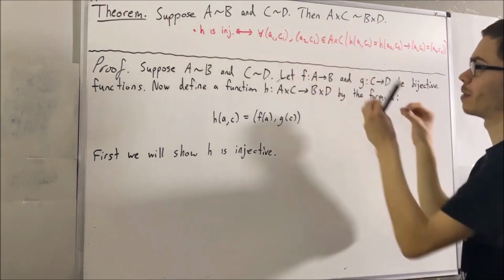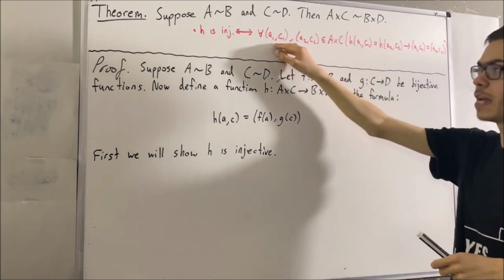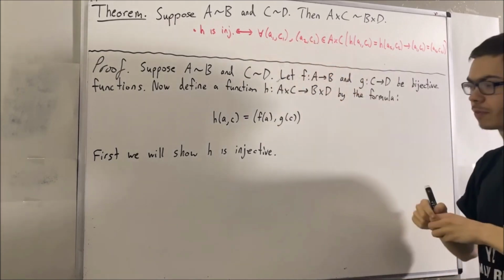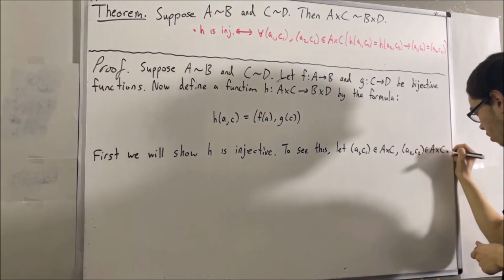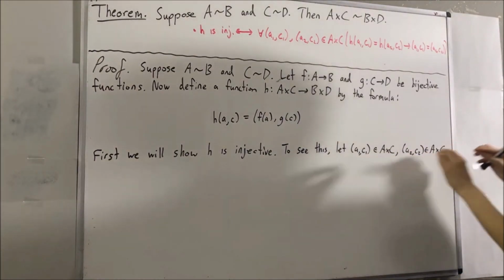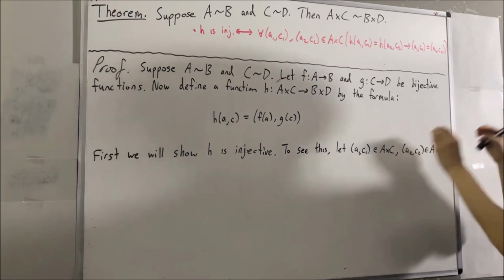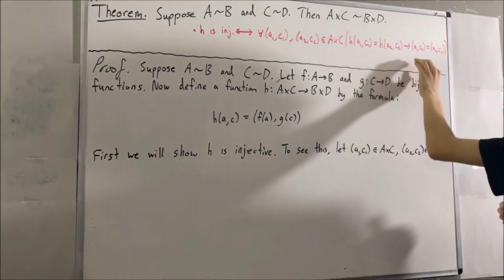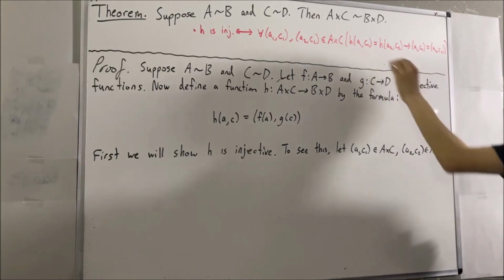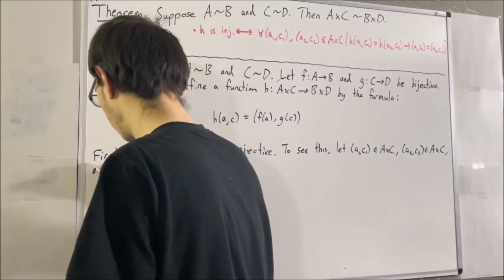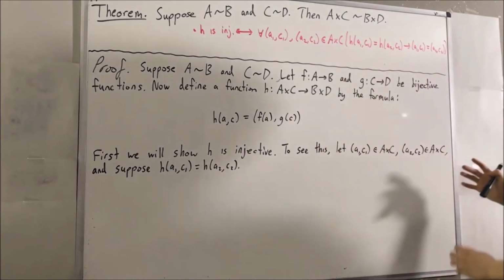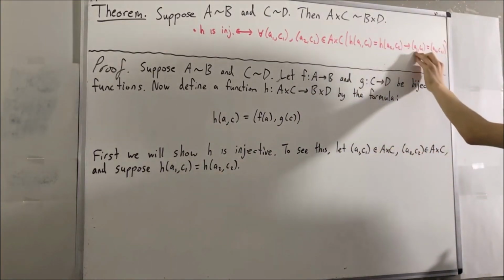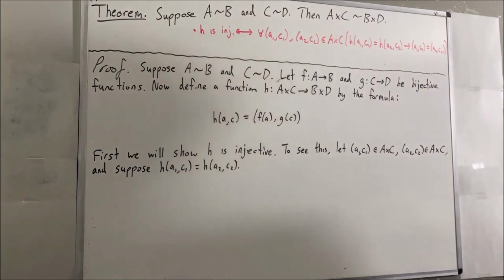So give me any two elements of A times C. I'll call them (a1, c1) and (a2, c2). And with these two arbitrary elements of A times C, we want to prove if this is true, then this is true. So let's suppose this is true. And our whole goal now is to deduce that (a1, c1) is equal to (a2, c2).